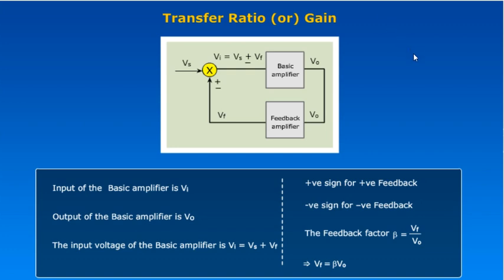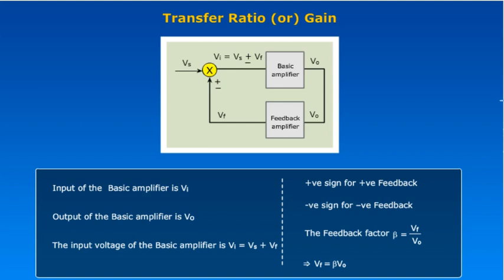To understand the transfer gain, let us consider a schematic representation of the feedback amplifier. Here the signal source is a voltage source Vs, and this represents the mixer network, then the basic amplifier, and next the feedback network. The output of the basic amplifier is connected to the input of the feedback network, and the output coming from the feedback network is given again to the mixer, and the final output coming from the mixer network is given to the basic amplifier. So this represents the schematic diagram of a feedback amplifier.